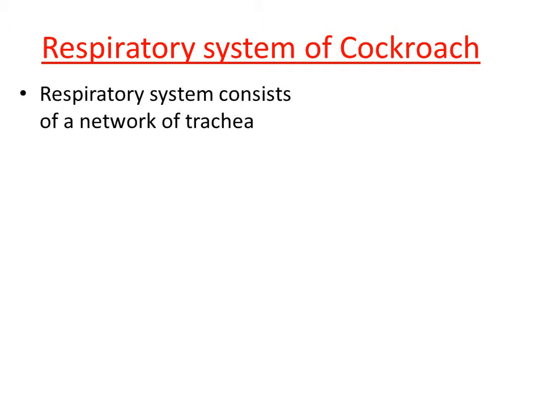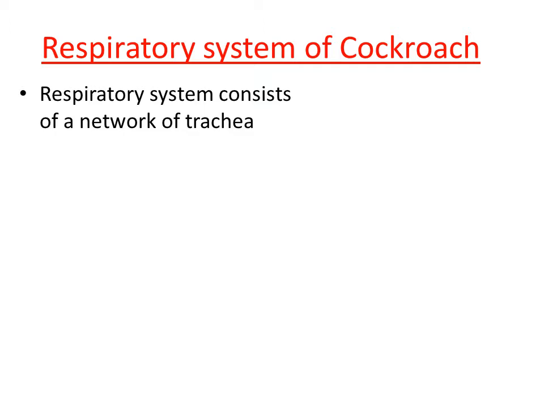One of the organs forming the respiratory system is the trachea. The respiratory system consists of a network of trachea. Trachea is not a new word, right? Because in the human body also, we have the trachea. The same terminology we are using here also. Trachea is nothing but a tubular structure. There is a tube-like structure present to carry oxygen throughout the body, right? That tubular structure is called trachea.